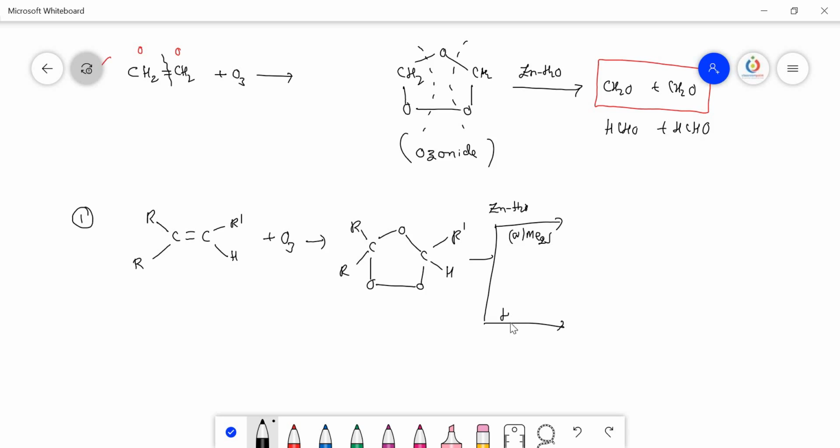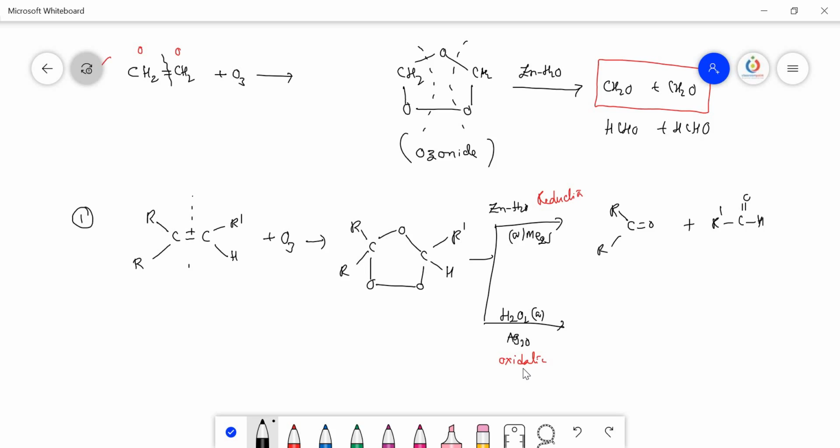Or you can use H2O2 or Ag2O. So you know that this is the reductive process, and this is the oxidative process, oxidation. In the reductive ozonolysis, you just break this bond and put oxygen here, so that you will get R C double bond O R plus here R dash C double bond O H. This is a ketone, this is an aldehyde. So carbonyl compounds are formed with reductive ozonolysis.